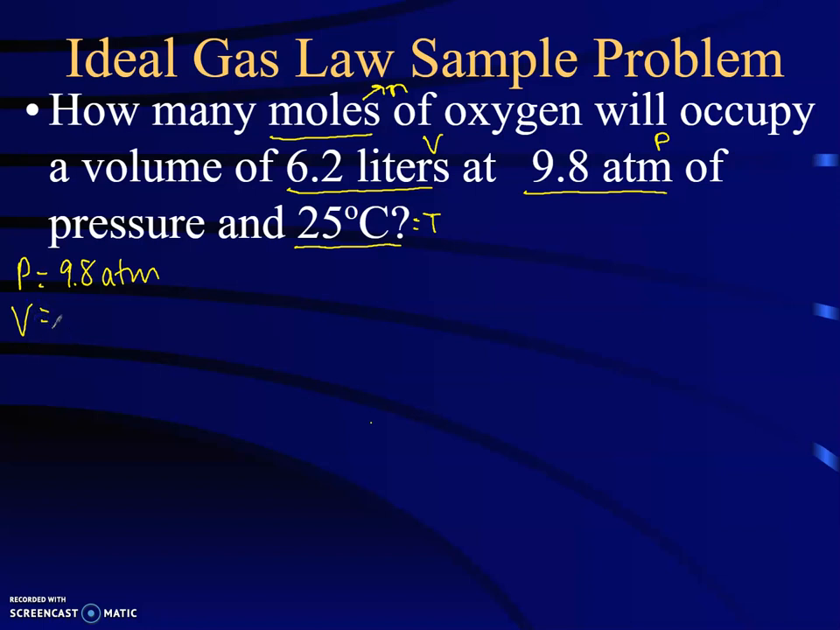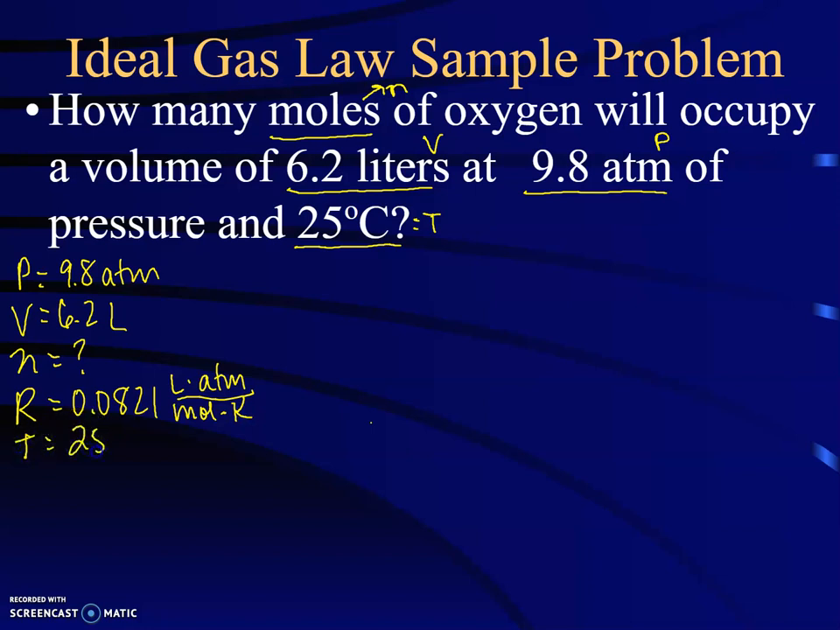So we can write P is equal to 9.8 atmospheres. V is going to be our 6.2 liters. N is unknown. R is a constant, 0.0821 liter atmospheres per mole Kelvin, and temperature is 25 degrees Celsius. So before we plug in anything, we have to make sure that we are in liters, atmospheres, moles, which our answer will be, and then Kelvin. So we have to change our 25 Celsius, add 273, get 298 Kelvin.